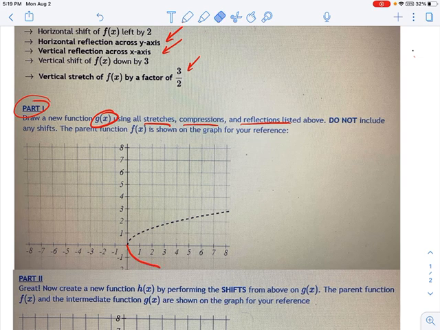And furthermore, it's not just a vertical reflection. It's got a stretch factor of 3/2. So that means what we're going to do is something like this. Let's try to do this a little better. Instead of going over 1, up 1, you're going to want to go over 1, down 3/2. Okay, so your function is going to look something like that.